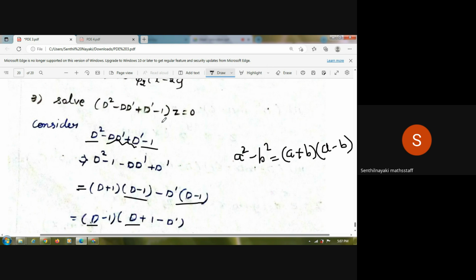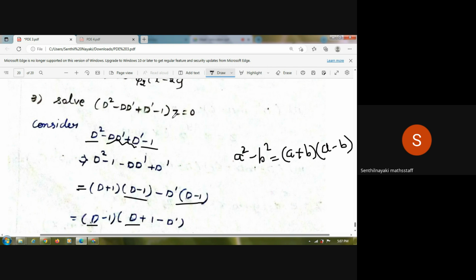And if the discriminant value b² − 4ac is greater than 0, then the given PDE is hyperbolic. If b² − 4ac is equal to 0, then the given PDE is parabolic. If b² − 4ac is less than 0, then the given PDE is elliptic. So for the higher order PDEs, the solutions we have discussed for the homogeneous and non-homogeneous PDE.